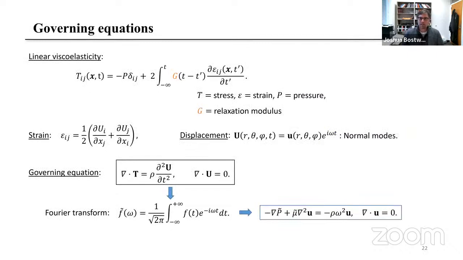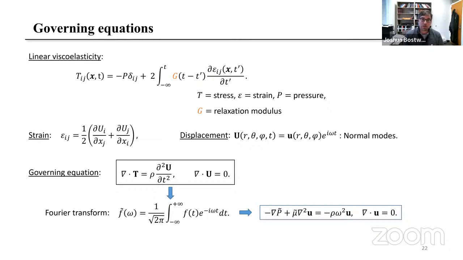Now, for this case, it's a little more complex. So we're going to work with the actual field equations of linear viscoelasticity. Here the stress T is related to the strain epsilon through the pressure P and the relaxation modulus G. And we treat this in the linear viscoelastic sense, i.e. the strain field is related to the displacement fields in a linear way. And for our problems, it's natural to define the displacement field in a polar coordinate system using r, theta, and phi as spherical coordinates.